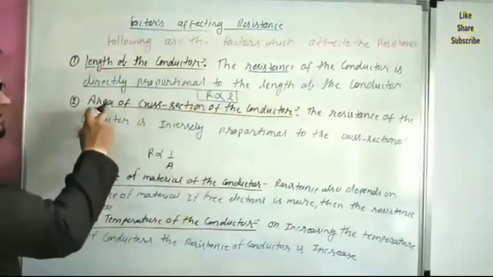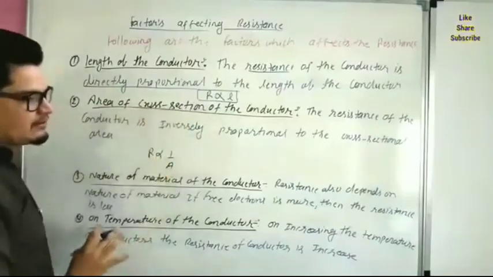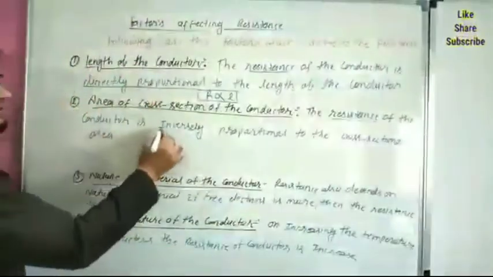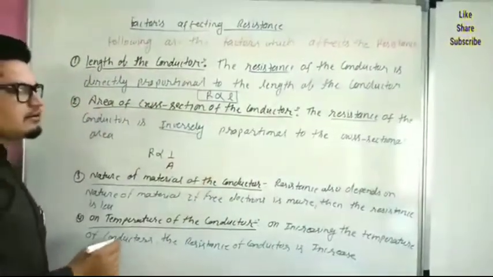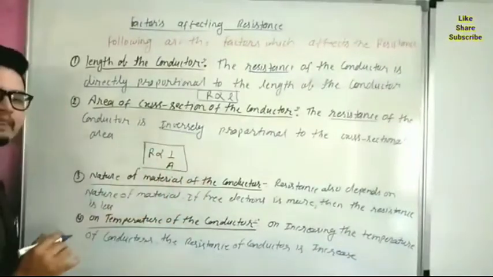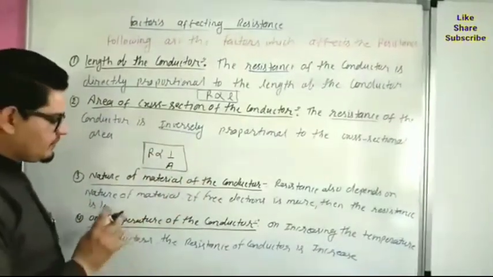Second is the area of cross section of the conductor. The resistance of the conductor is inversely proportional to the cross section area. Resistance is inversely proportional to the cross section area.